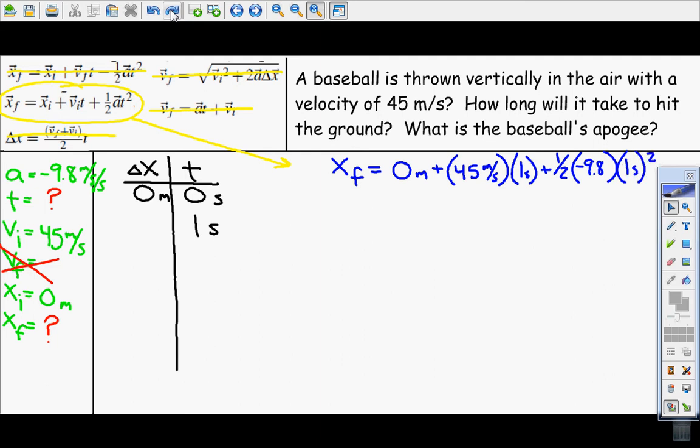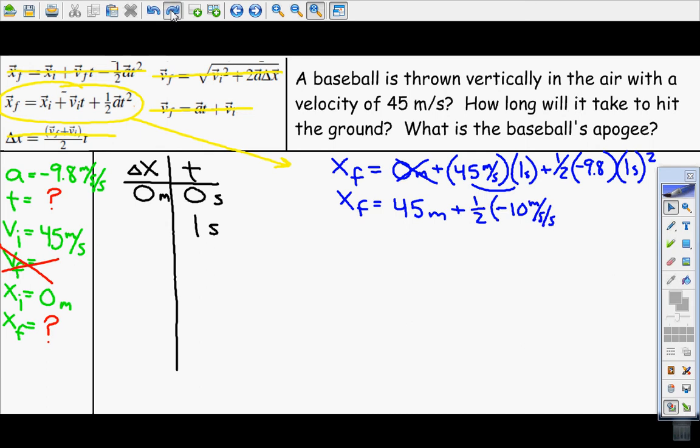All right, so my final position is going to be equal to, and I can cross out the initial position because it's 0. Okay, 45 meters per second times 1 second is just 45 meters, and the seconds cancel out, plus 1/2 times negative 9.8. And you know what? To make my math a little bit easier, instead of saying negative 9.8, I'm going to say negative 10. That will make my math just a little bit easier.